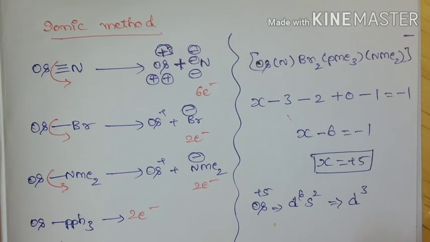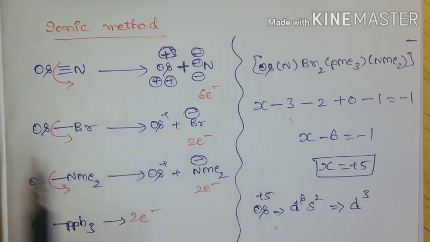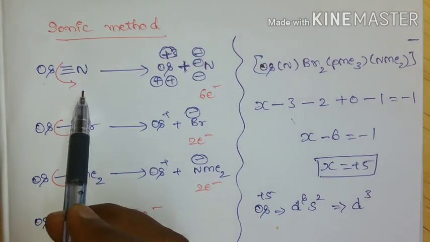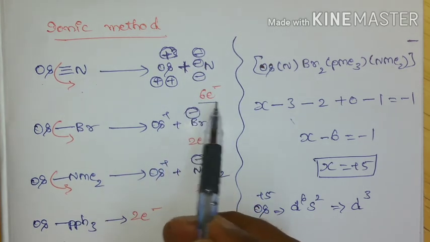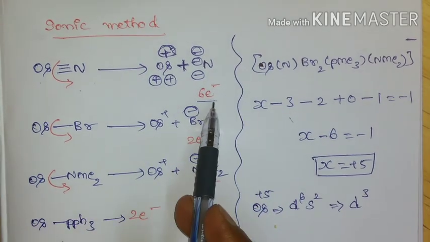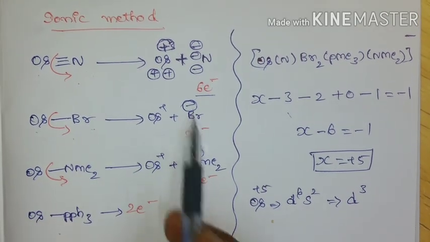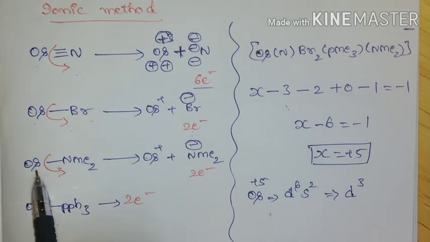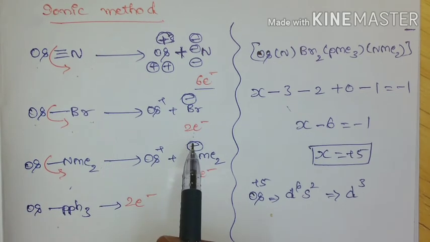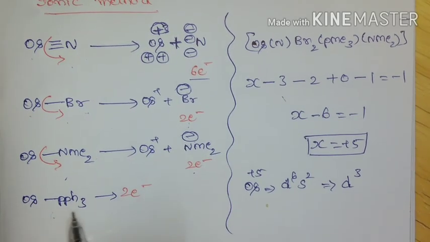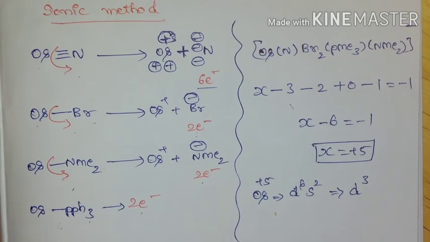Similarly, if we see through the ionic method, here heterolytic cleavage, osmium N will undergo heterolytic cleavage, meaning 3 negative charge, meaning 3 into 2, it is going to contribute 6 electrons. Nitrogen here is going to contribute 6 electrons. Osmium Br, heterolytic cleavage, negative charge, 2 electrons. Osmium NMe2, heterolytic cleavage, 2 electrons since it is carrying 1 negative charge. And osmium PMe3 is a neutral ligand and it is going to contribute 2 electrons.